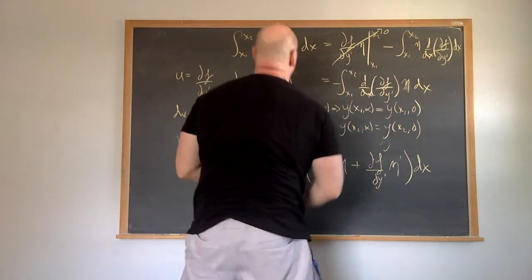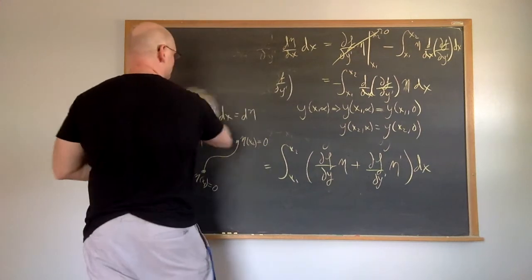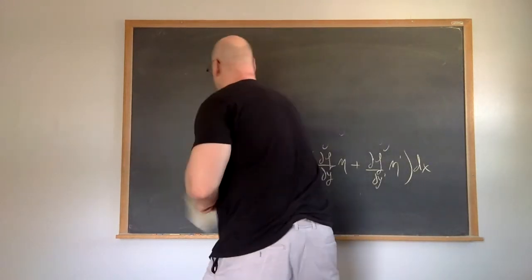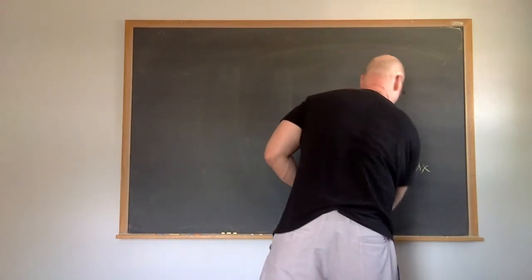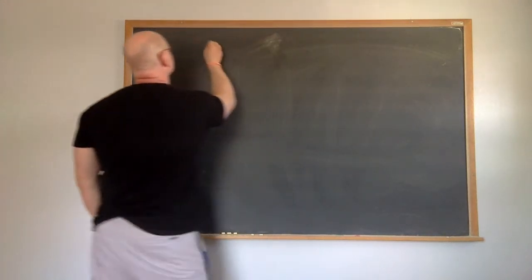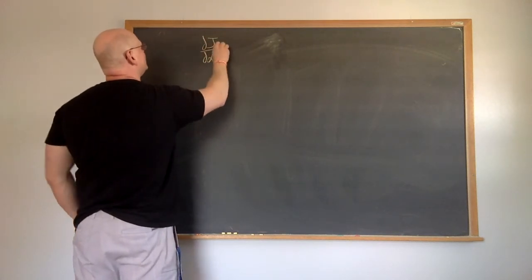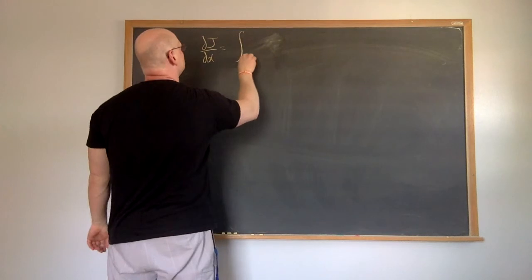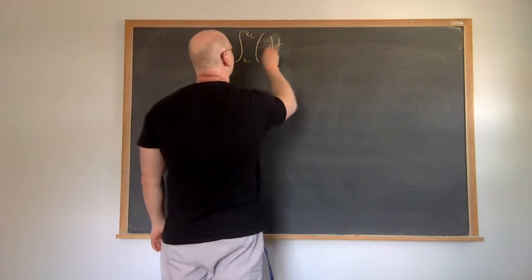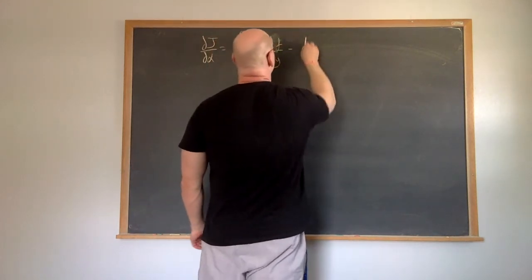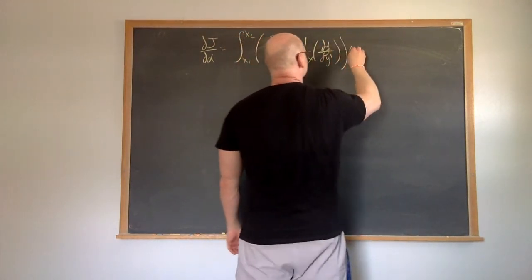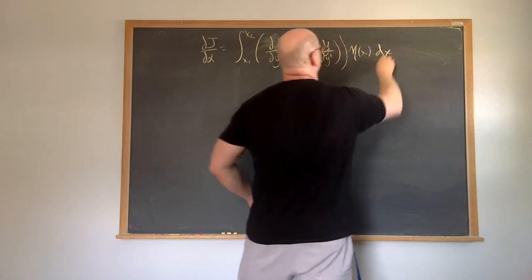So let's write all that. So finally, what I get is, I get the partial of j with respect to alpha must then be equal to the integral x1 to x2 of the partial of f with respect to y minus d dx of the partial of f with respect to y prime, all times the function eta, which depends on x, dx.